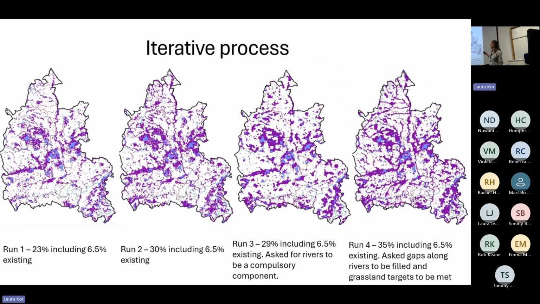So that meant that 100% of those rivers and watercourses had to be included in our final map. And that really brought a lot of our focused areas, these purple and blue areas, into connection along those corridors. So now we've got 35-ish% cover, including 6.5% of designated sites, so things like SSSIs, local wildlife sites, irreplaceable habitats. And we had a few gaps to fill, but we were happy with that as a draft version.